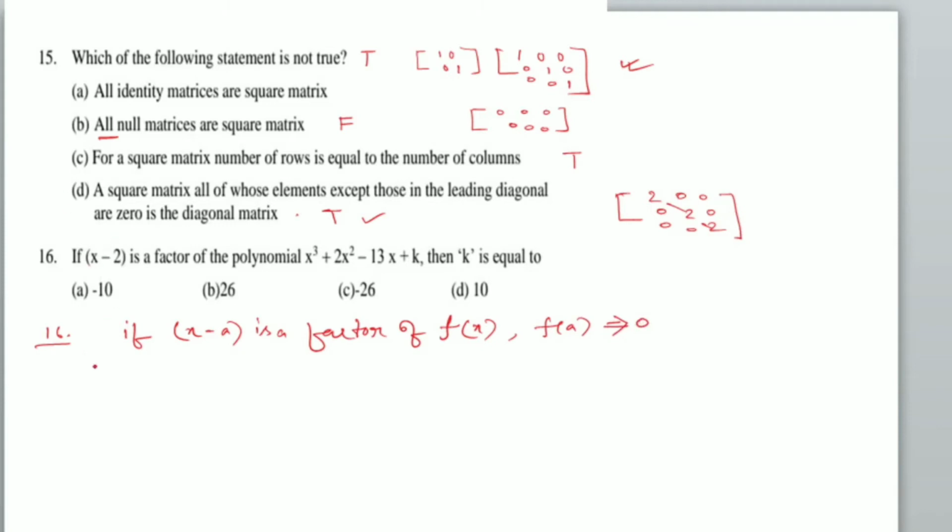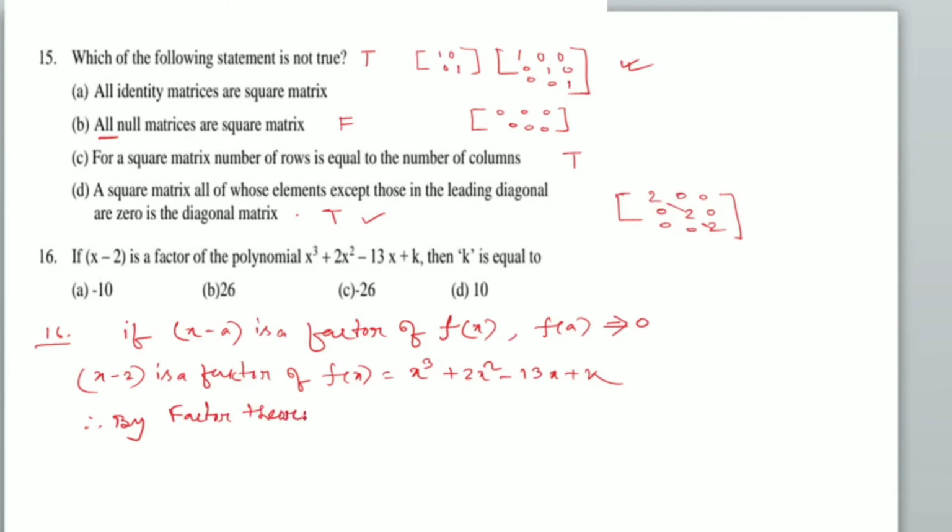So here we write, x minus 2 is a factor of f(x), that is x cube plus 2x square minus 13x plus k. Therefore, by factor theorem, we can write f of 2 will be 0.